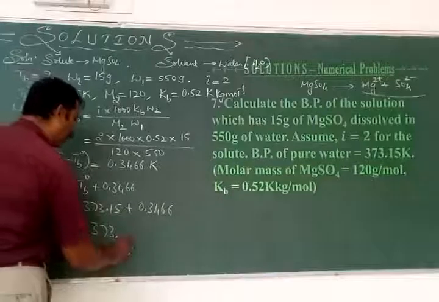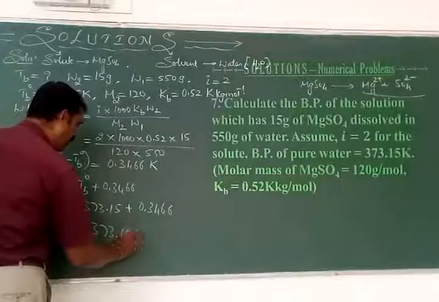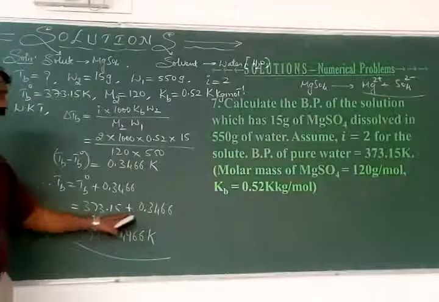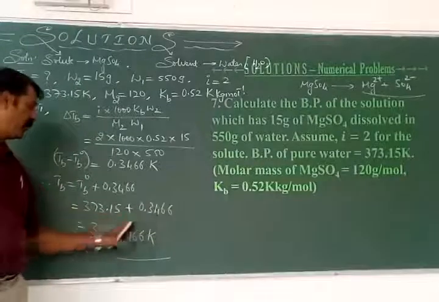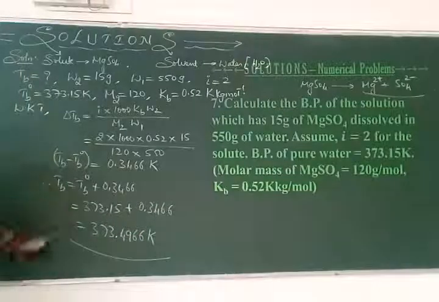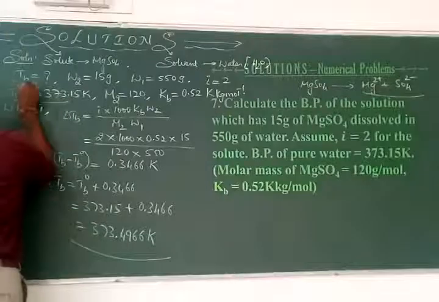373.1534, means it is 4966 in terms of Kelvin. 15 plus 34 is equal to 49. Therefore, we are having 373.4966 in terms of which one? Kelvin.